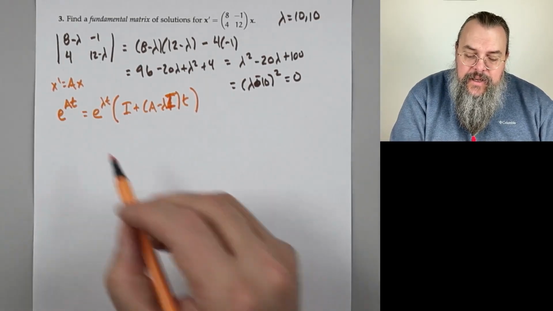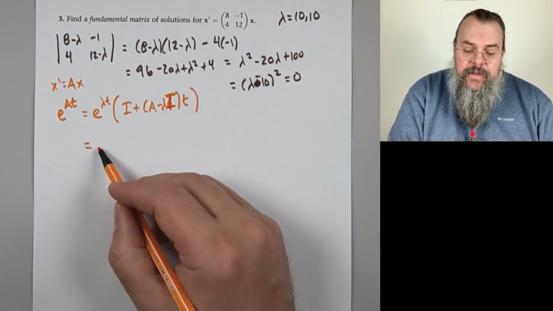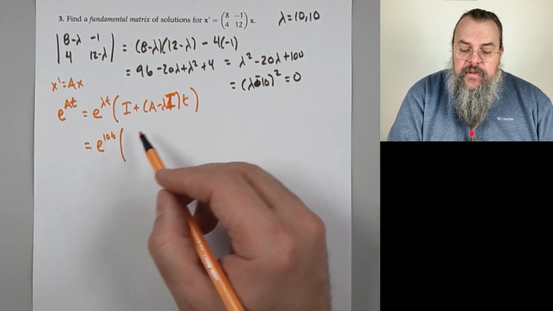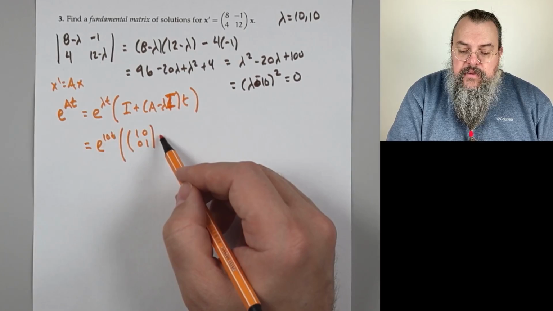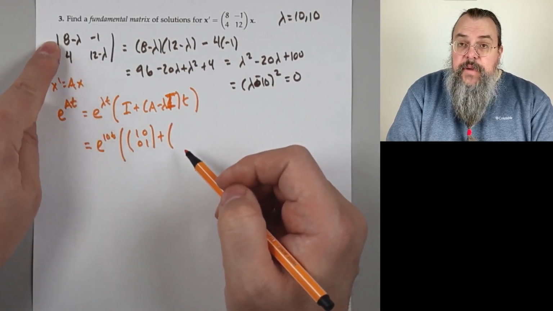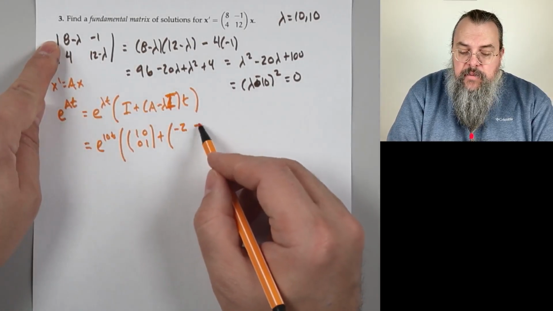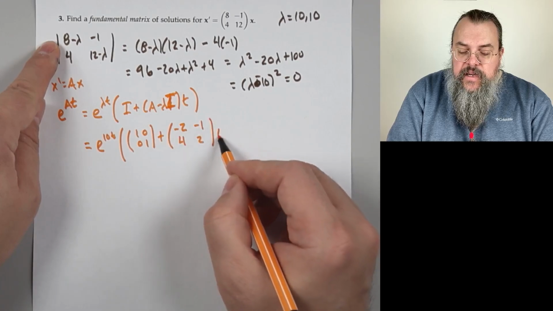So we say, okay, so in our case, what do we have? Well, we have lambda is 10. So this becomes e to the 10t times the identity, 1, 0, 0, 1, plus A minus lambda I. So in this case, you take your matrix and subtract 10. So that would be minus 2, minus 1, 4, 2, times t.